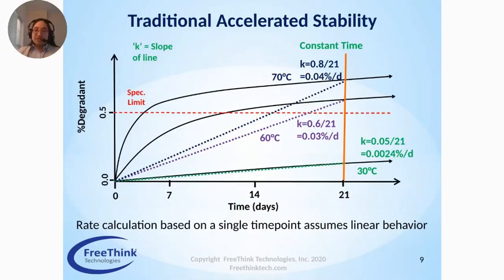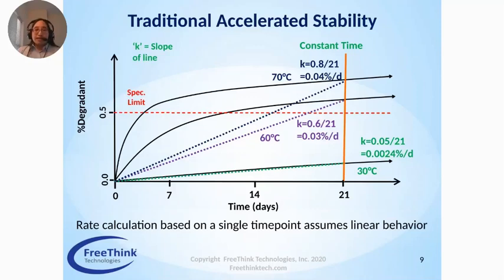So this graph is just an example of how accelerated stability studies have been conducted in the past. We can focus over here, where there's just a single time point, in this case at 21 days, and multiple different temperatures. So we measure at this 21-day time point and say, okay, at 70 degrees Celsius, we see about 0.8% degradation. Because we only have this single point, the best estimate of the rate of degradation we can get is the slope of this line, the 0.8% degradation over 21 days. So about 0.04% degradant per day. And then this is done for the 70 degrees, 60 degrees, 30 degree temperature.